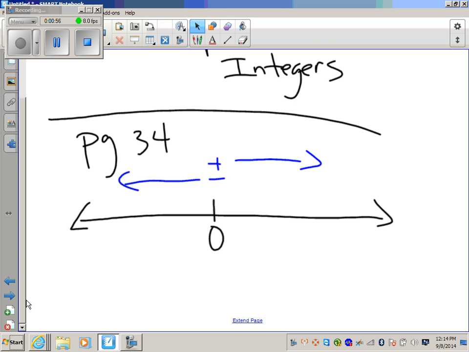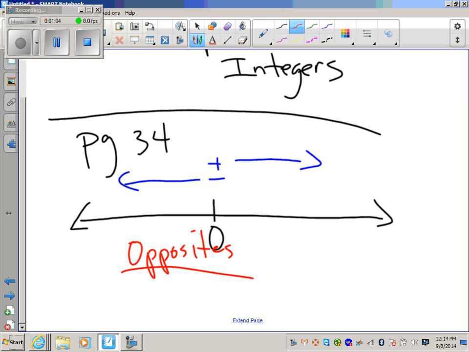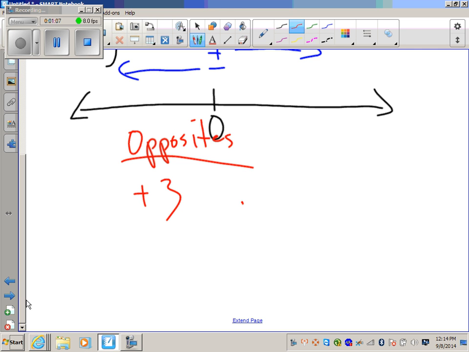Opposites. Opposites in terms of integers. If we said, okay, what was the opposite of a positive 3? Negative 3. Okay. The opposite of a positive 16. Negative 16. The opposite of a negative 32. Positive 32. The opposite is just the positive or negative counterpart. Okay. Now, that's different from absolute value.